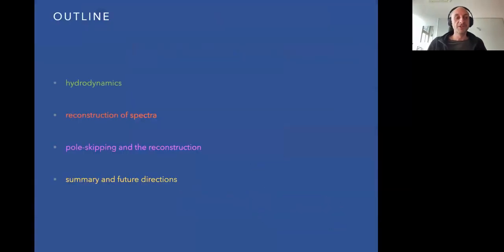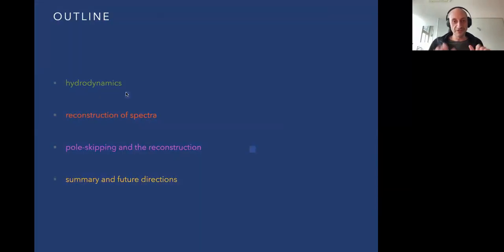So as I already said, we'll structure this talk into three parts. First, I'll talk about hydrodynamics in green, then about reconstruction of spectra from hydrodynamics mainly, but it doesn't have to be from hydrodynamics. This will be in red. And then in this violet, purple, I'll talk about pole skipping and what is new about pole skipping and what is new about reconstructing spectra from the point of view of pole skipping. Okay. All right.